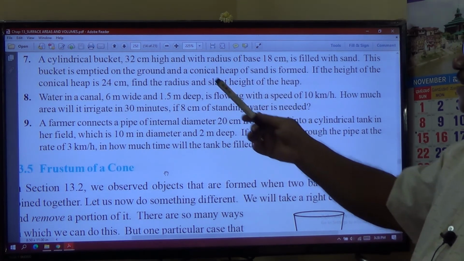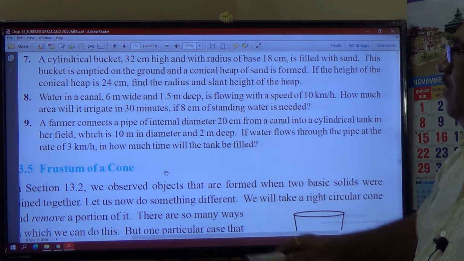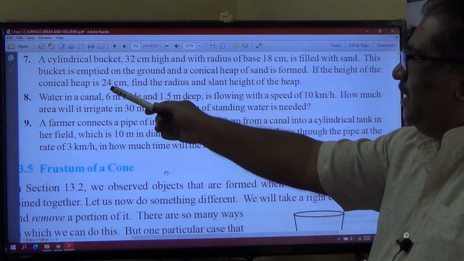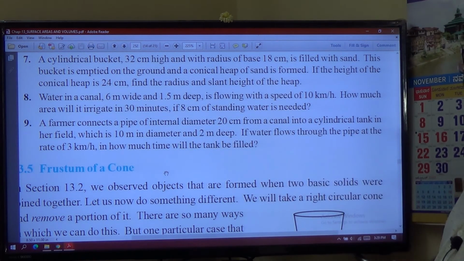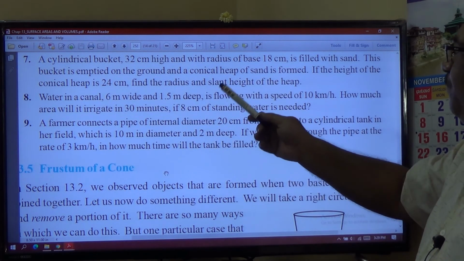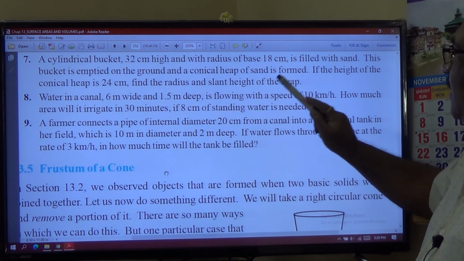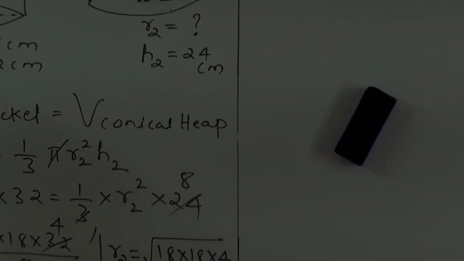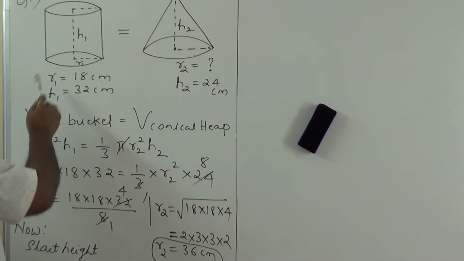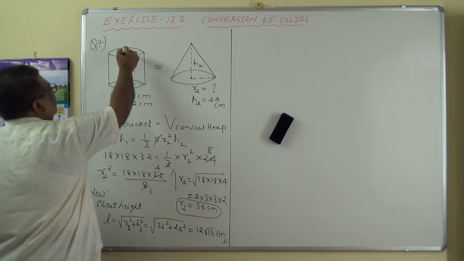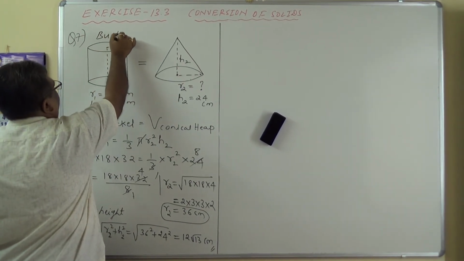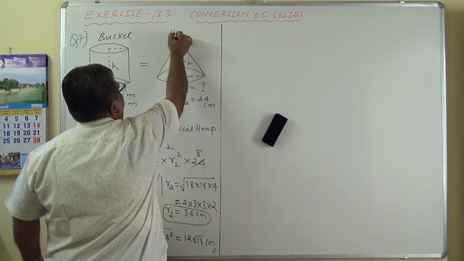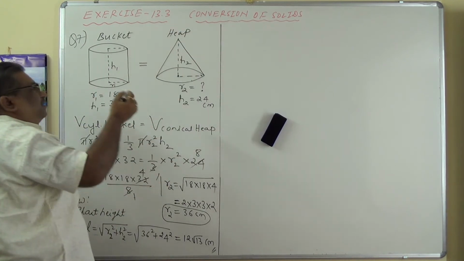So sand is taken in a cylindrical bucket and it is emptied on the ground to form a conical heap, and the conical heap's height is given as 24 centimeter. We need to find the radius of the heap, and also there is one more question, slant height of the heap. So let us solve this on the board. So here it is a cylindrical bucket. This is a bucket, and it is emptied on the ground to form a conical heap. This is how it looks.